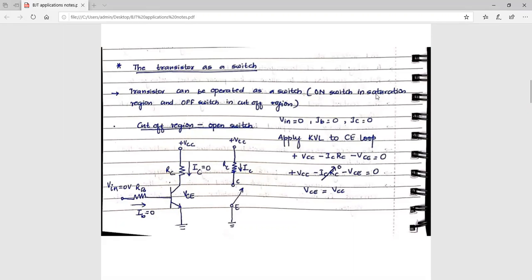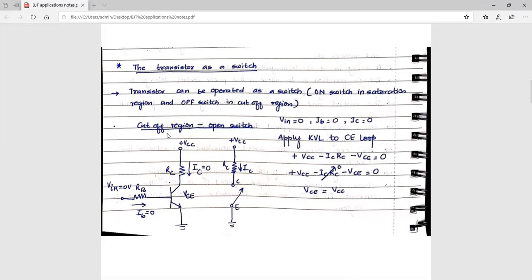When I say saturation region, both the junctions of the transistor are forward biased, whereas when I say cutoff region, both the junctions are reverse biased. Clear? And here also I'm using the common emitter configuration, where the emitter terminal is common to both the input side and the output side. Clear?